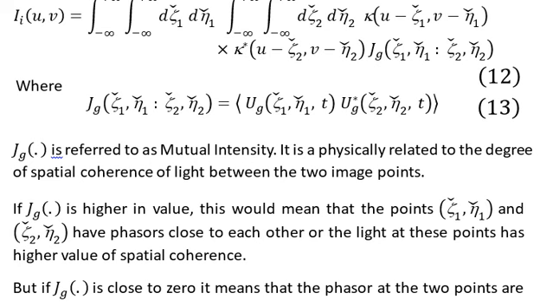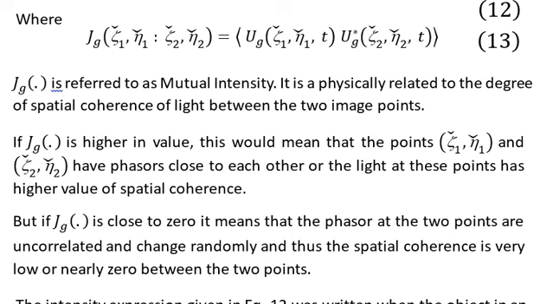It is physically related to the degree of spatial coherence of light between two image points. So it is referred to as the mutual intensity, and it is physically related to the degree of spatial coherence of light between the two image points. So degree of spatial coherence between the two image points. So it is a very important quantity.